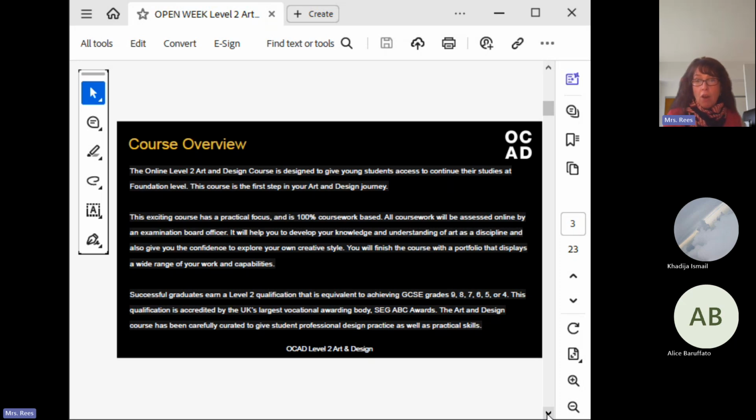Our portfolios are produced in a digital format, as in you would produce your work, photograph it, and then collate it into a digital document so that everything is collated in that format. So a great opportunity for a stepping stone to get into art and design. There are opportunities to progress on further, which we'll talk about later, because we have the OCAD Foundation, which a few of our students progress onto after the Level 2.